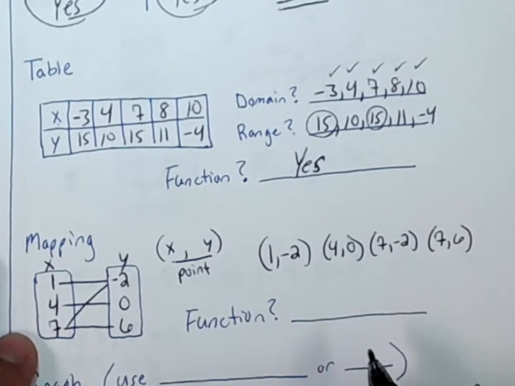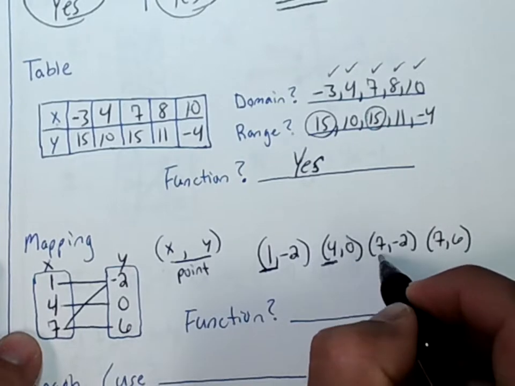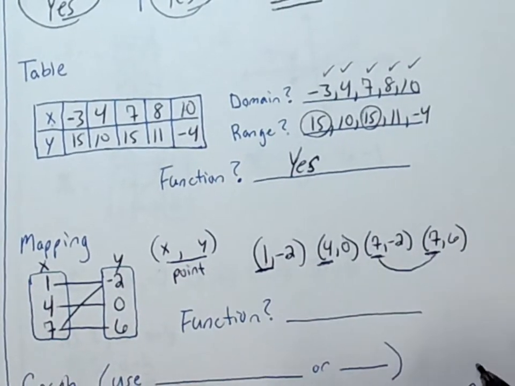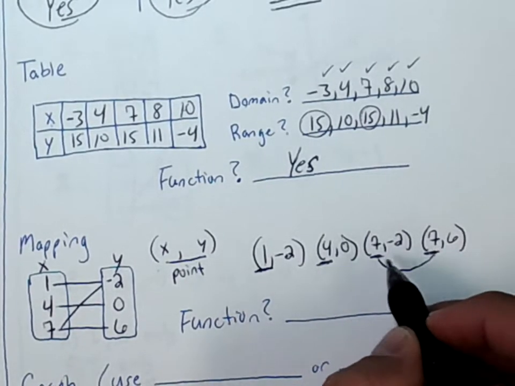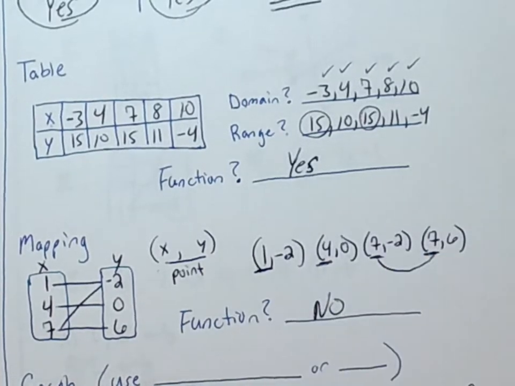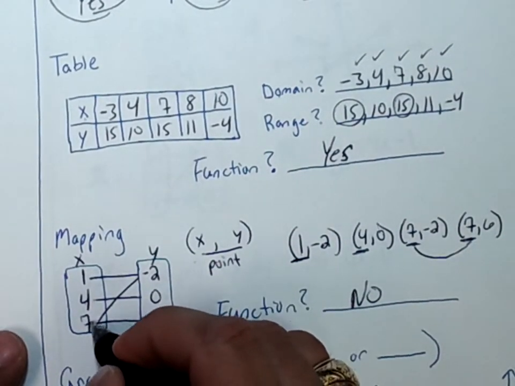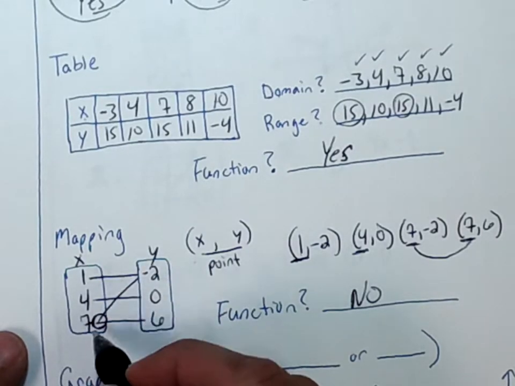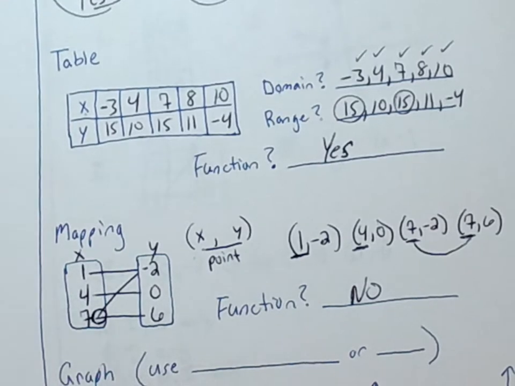I'm looking, is it a function? Do my x's repeat? I'm looking at 1, 4, 7, 7. Uh-oh. The 7's repeated. Are they the same point, though? Negative 2 and 6? No, these are not the same point. My x is repeated, so no, this cannot be a function. Another big hint is, since I have 2 lines that start on the x, so these are x's, so I got 2 lines that start here and they go 2 different directions, that's also an easy tell to say, nope, not a function.